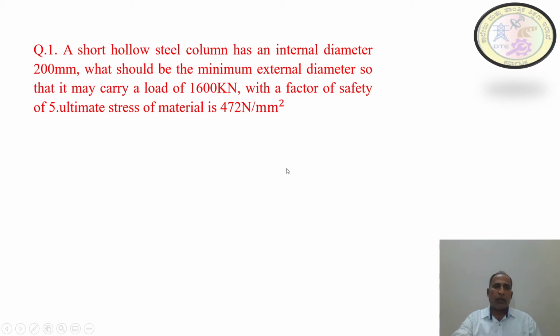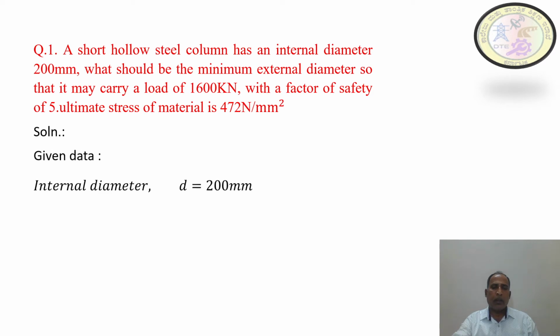A short hollow steel column has an internal diameter 200 mm. What should be the minimum external diameter so that it may carry a load of 1600 kilonewton with a factor of safety of 5? Ultimate stress of the material is 472 Newton per mm square. So first write down the given data.